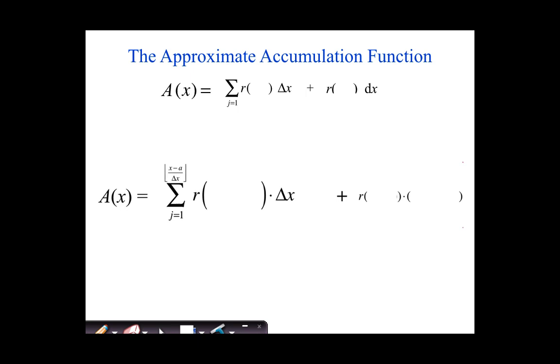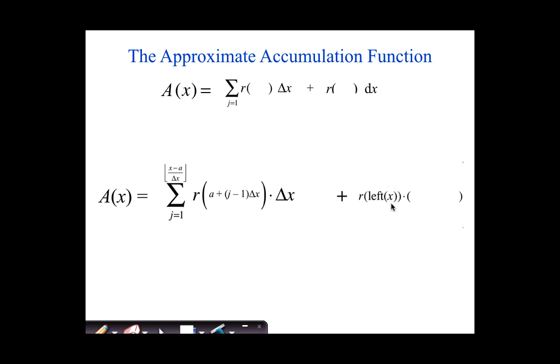So putting together all the pieces, again, we do a sum over all the complete intervals, the first interval through the floor of x minus a over delta x interval, however many that is. Evaluate the rate at the left end of each of those full intervals and multiply by delta x, the width of the interval. And then wherever our x is, it's in the middle of some interval I can imagine. And if it isn't, this part just turns into 0 if it's at a boundary. But I evaluate the rate at the left end of the current interval, which is what left of x is about. Left of x is an x value, the x value at the left end of the current interval. R of left of x is the rate at the left end of the current interval.